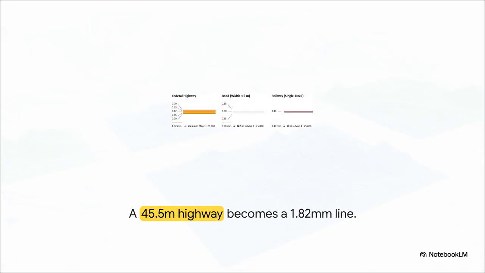And it's fascinating to see how that scale is practically applied to real-world objects. Take the official drawing regulations for a German 1 to 25,000 scale map. A massive federal highway is graphically encoded with a specific scaled line width of exactly 1.82 millimeters. That tiny line corresponds to 45.5 meters in the real world. A single-track railway? That gets just a 0.40 millimeter line. By doing this, cartographers systematically simplify a wildly complex reality into a clean, readable code.